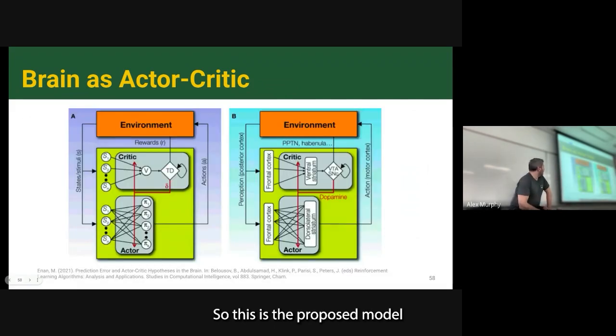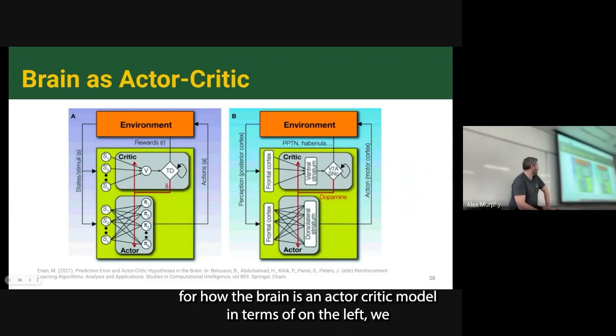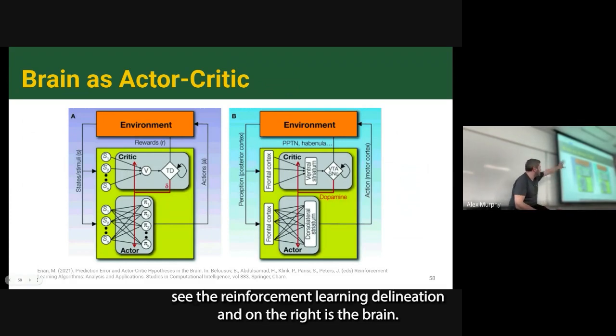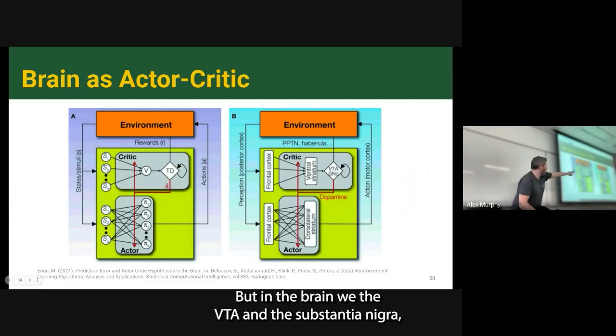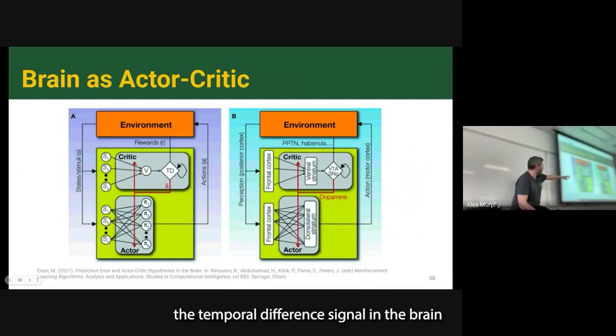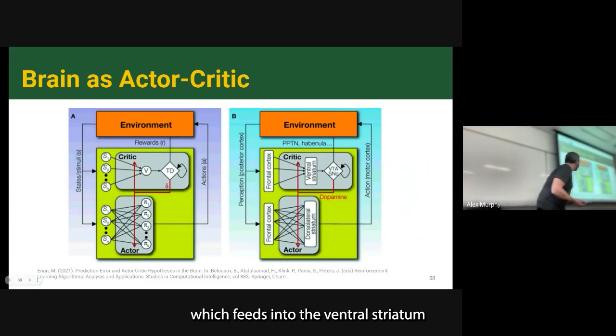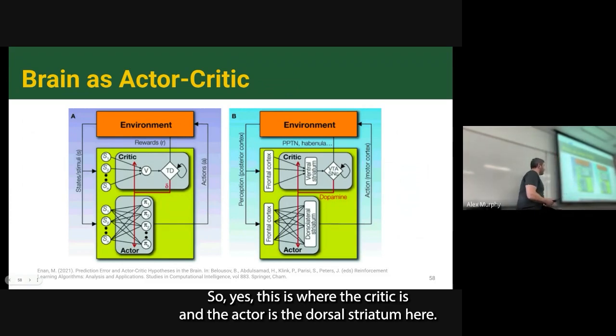And so this is the proposed model for how the brain is an actor-critic model. On the left we see the reinforcement learning delineation, and on the right is the brain as well. On the left we have this temporal difference error, which is this delta that feeds into the critic and the actor model. But in the brain one we have the VTA and the substantia nigra, which is where dopamine is produced, and this is then the temporal difference signal in the brain, which feeds into the ventral striatum. So yeah, this is the critic and then the actor is the dorsal striatum here.